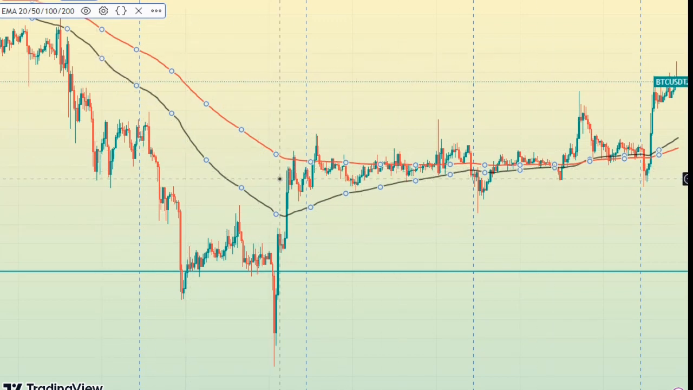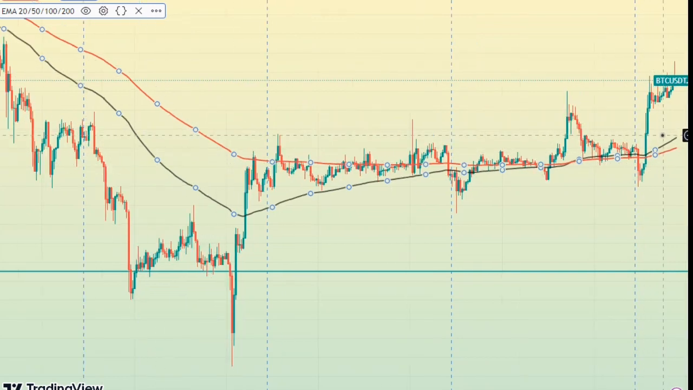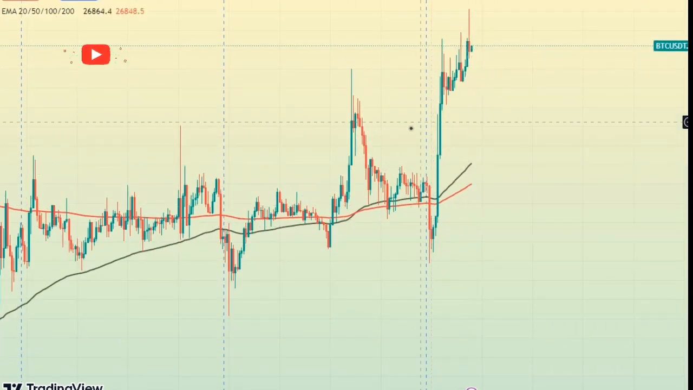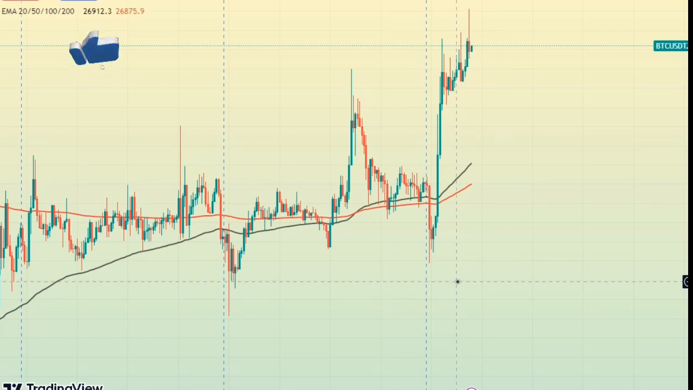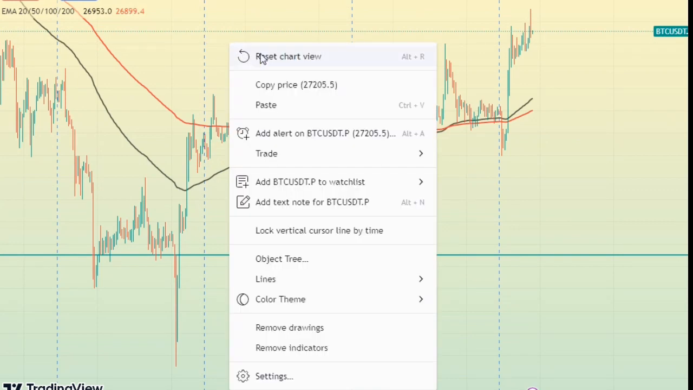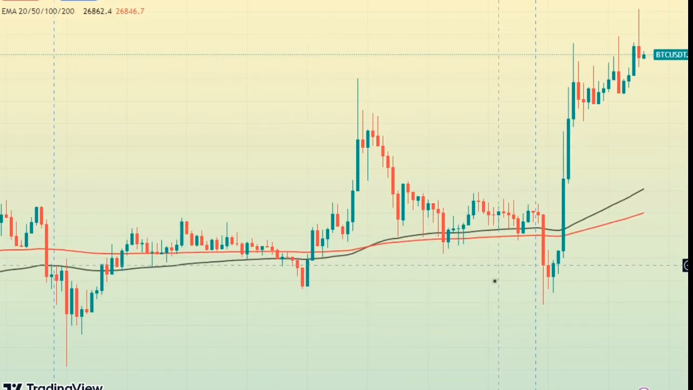The distance or separation between different EMAs can provide insights into trend strength. In a strong uptrend, the shorter-term EMA tends to remain consistently above the longer-term EMA, and the gap between them widens. This indicates a robust bullish momentum. Similarly, in a strong downtrend, the shorter-term EMA stays consistently below the longer-term EMA, with increasing separation.